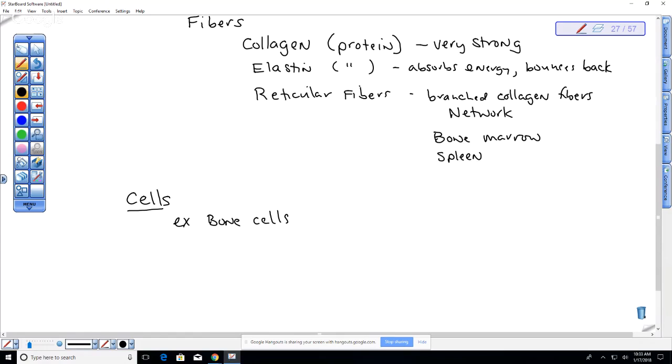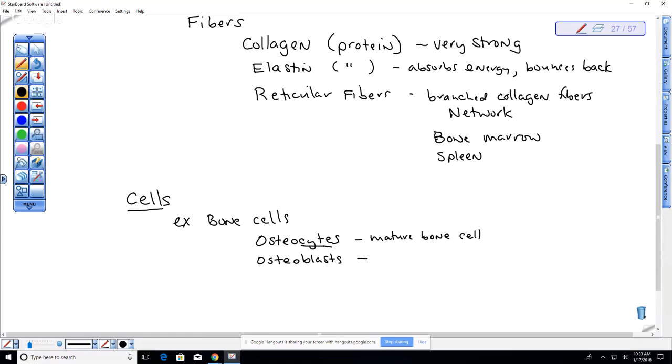So bone cells that are mature and are residing in the matrix and just maintaining the matrix are called osteocytes. So notice I put osteo meaning bone, the cyte means cell. So this is a mature bone cell. Okay. Bone cells that are not mature, which might be found in growing bones, are called osteoblasts.